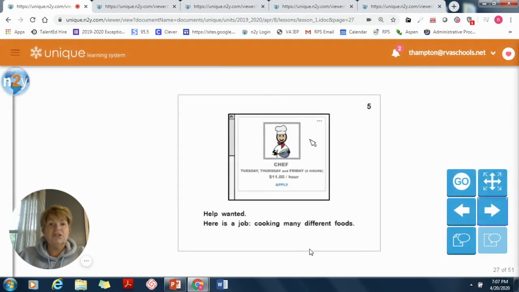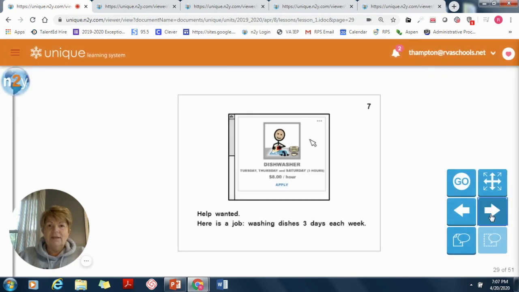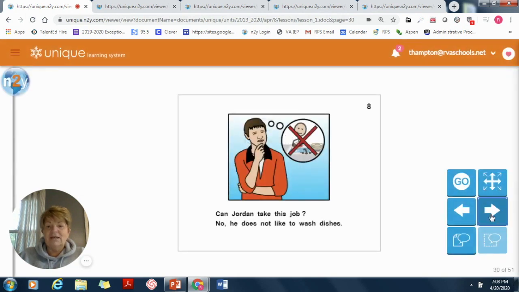The next one was a chef. Now, a chef has to know how to cook a lot of different meals, right? Kind of like your family member who does most of the cooking. They need to know how to cook a lot of different things, right? Jordan realized he couldn't do that, so the job for chef wasn't considered. Then this is the one we've talked about so much that he just doesn't like to do dishes, right? So it wasn't even a consideration.